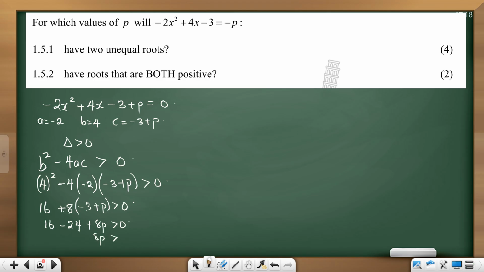So 8p is greater than, this is minus 8. Okay, p should be greater than, no, positive 8. P should be greater than 1. Sorry, my bad. Negative is positive. Are we all right there? Are we all right?